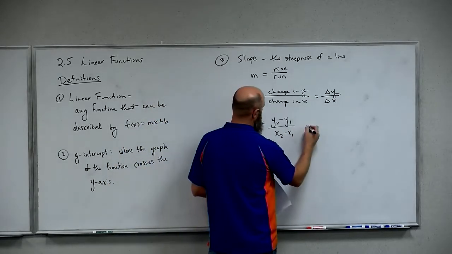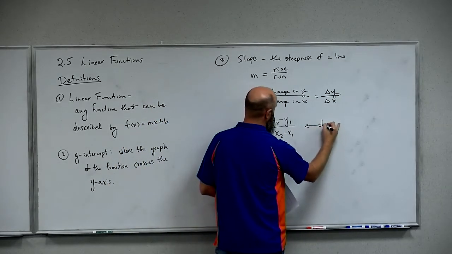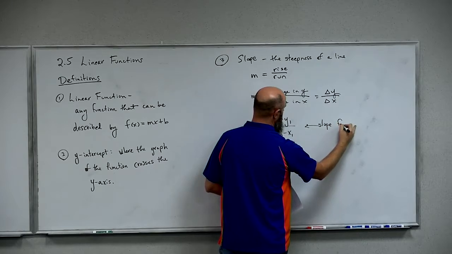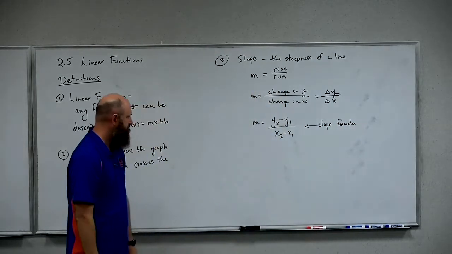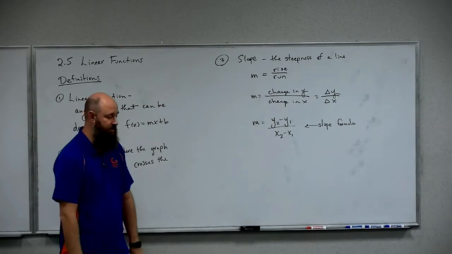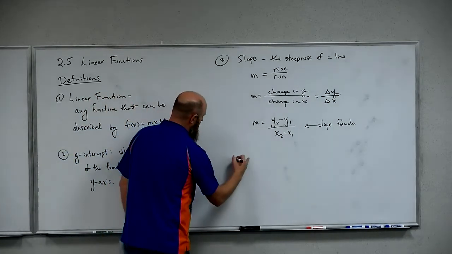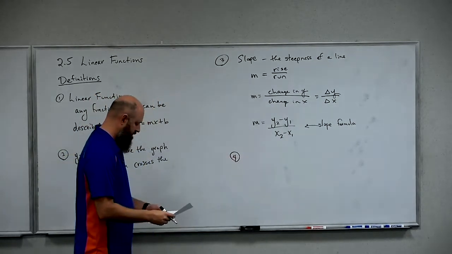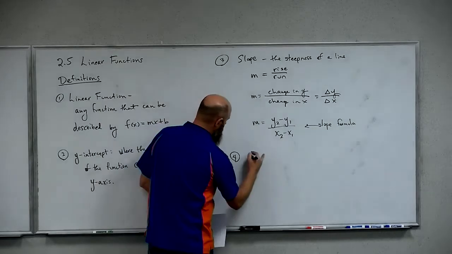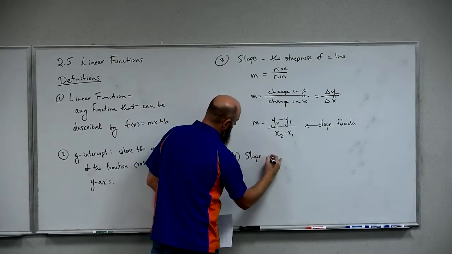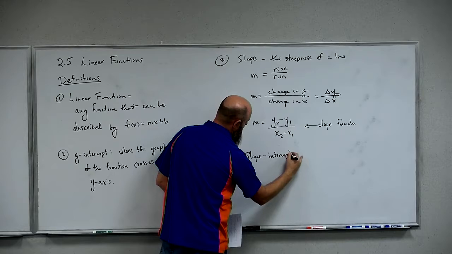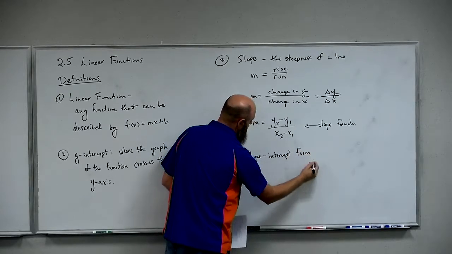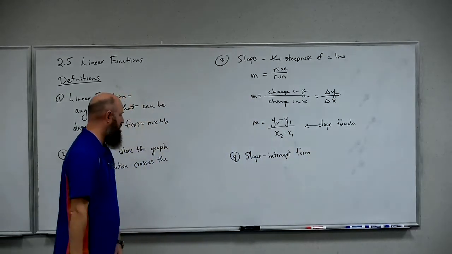Okay, so I'm just going to put that note out here. This is the slope formula. That's what a lot of people call that. Okay, and we're going to use that here in just a little bit. We've got one last definition, and that is slope intercept form. Okay. Slope intercept form.